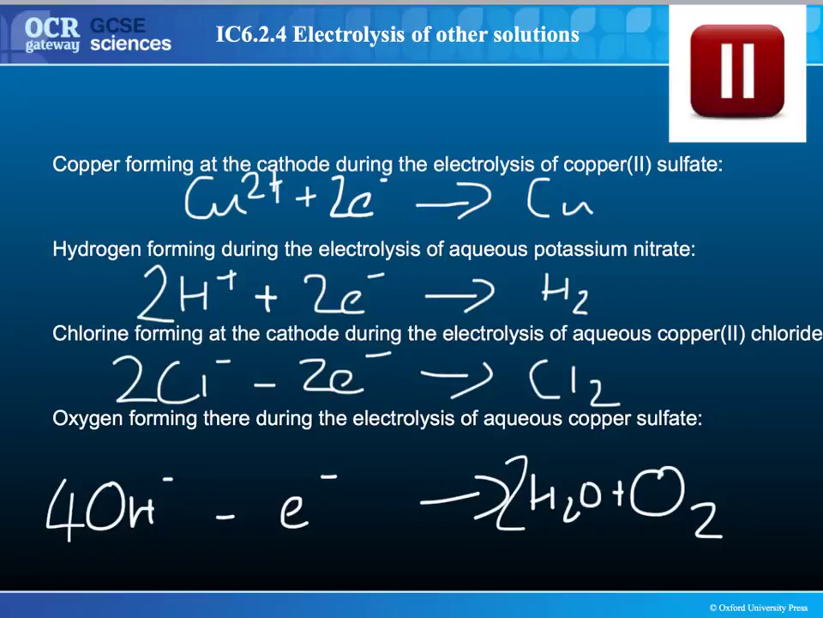That means we can balance it by putting a 4 on that side. This then tells us that if we've got 4 hydroxide ions that are negative, we need to subtract 4 electrons. Putting in the state symbols, hydroxide ion will be aqueous, water is a liquid, and oxygen is a gas.